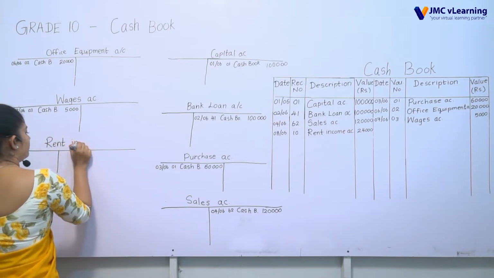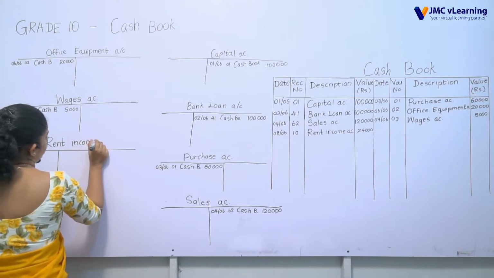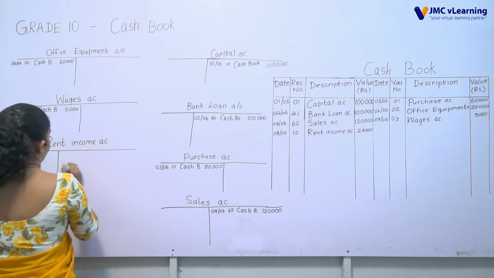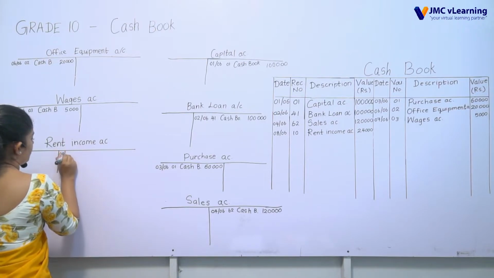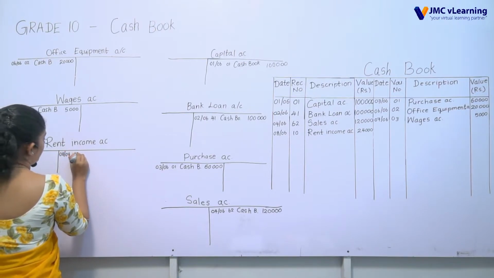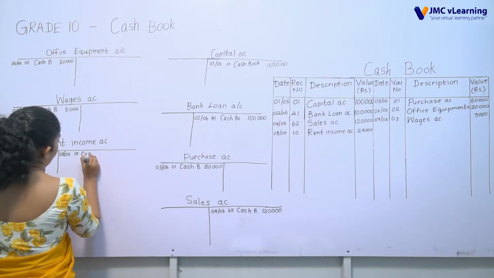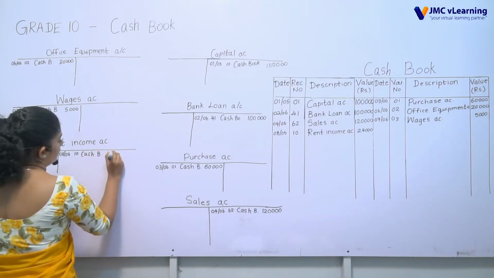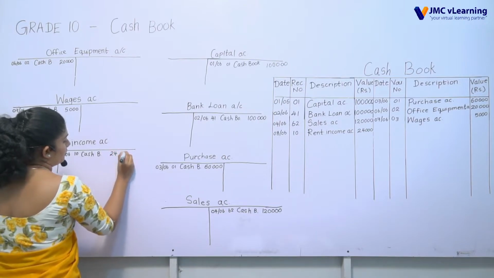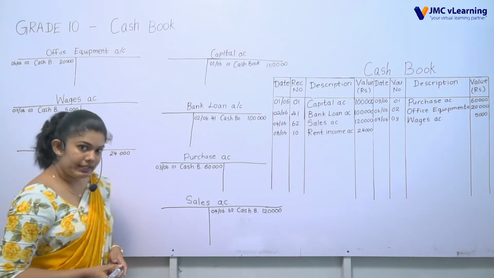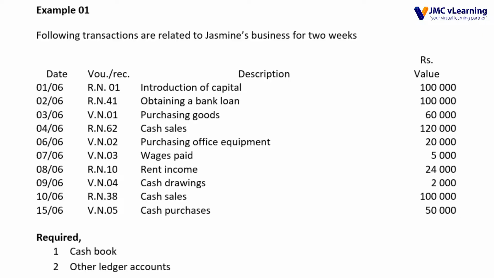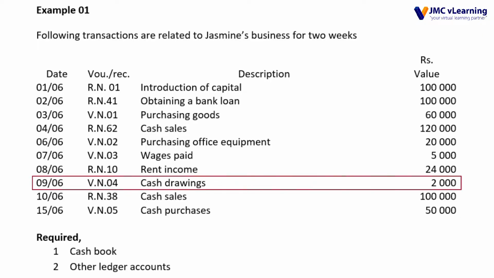Rent income. June 8th, voucher number, sorry, receipt number 10, cash book 24,000. Next transaction, cash drawings 2000, 9th of June, voucher number 4.